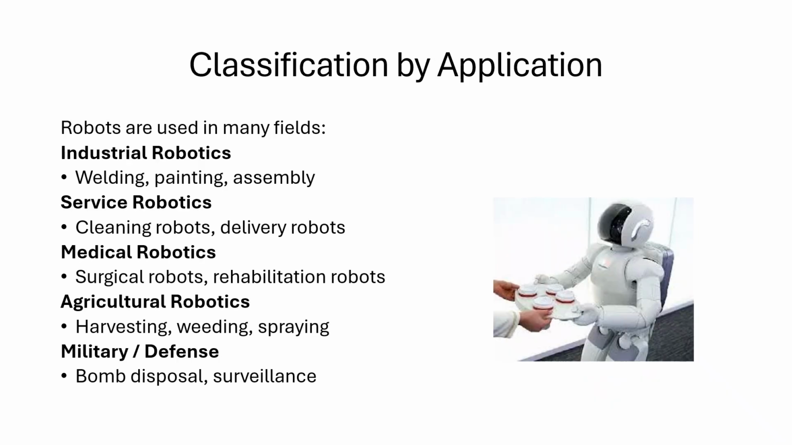Okay, classification by application. Robots are also classified by their application, that is, what job they perform. So industrial robots focus on manufacturing. Service robots help people in daily tasks, and medical robots assist doctors in surgery or rehabilitation. Agriculture robots support farming, and military robots help in defense and security.